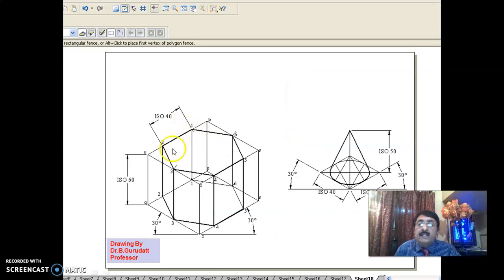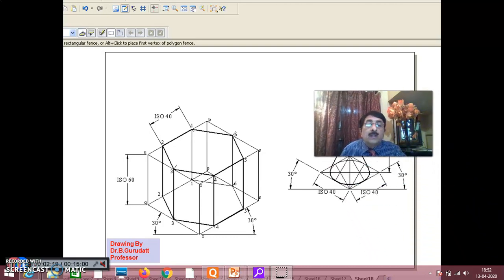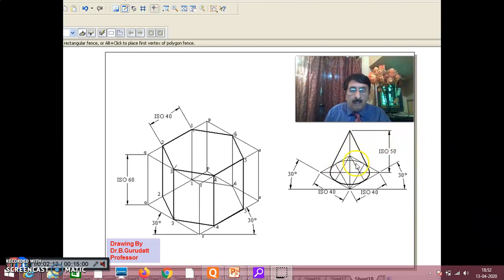Okay, now see here, this is a hexagonal prism of ISO 40 and height ISO 60. I have done the isometric projection already. I have taken the entire thing and multiplied by 0.816, and this has become ISO 40 and this is ISO 60. Okay, now this also, if you observe, the cone also has already been done. This is ISO 40 and height is ISO 50. This is also isometric. In that way, you make the two solids ready first, this separately and this separately on the same screen.